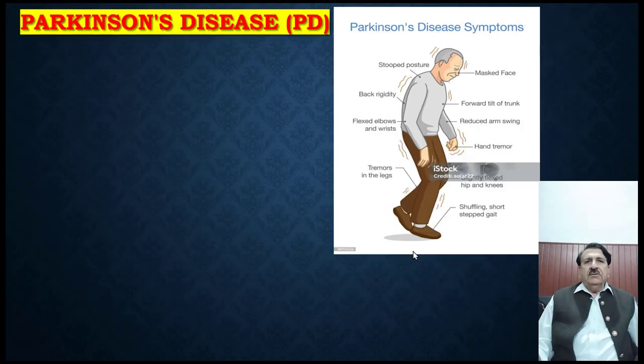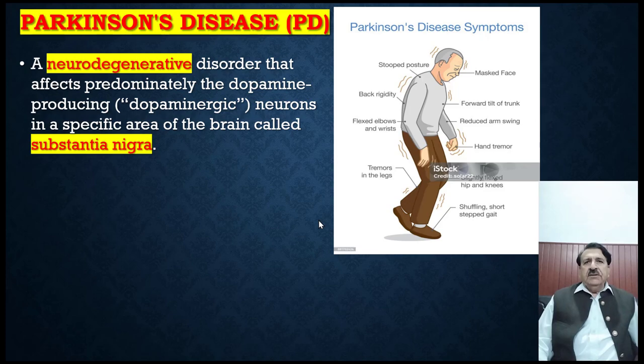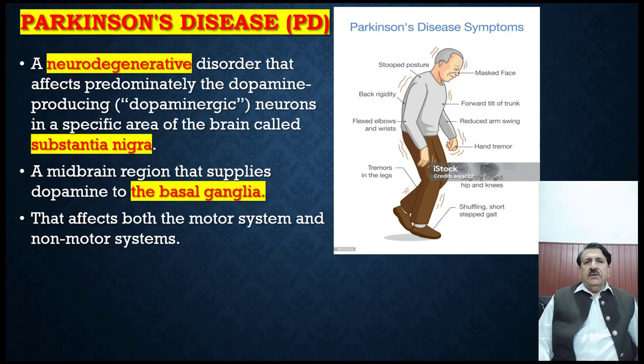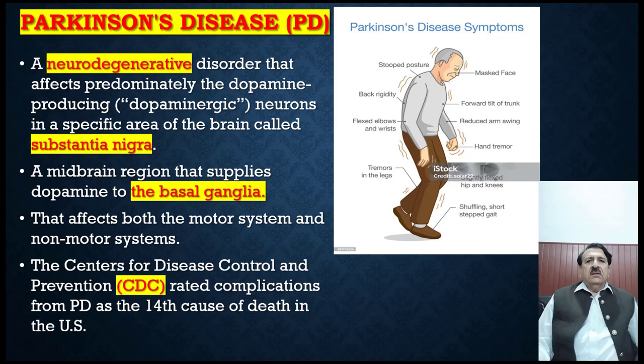Parkinson disease, also written in short as PD, is a neurodegenerative disease that predominantly affects the dopamine-producing dopaminergic neurons in a specific area of the brain called the substantia nigra. The substantia nigra is a midbrain structure that supplies dopamine to the basal ganglia, affecting both the motor system and non-motor system. The Center for Disease Control and Prevention, CDC, rated complications from Parkinson disease as the 14th cause of death in the US.